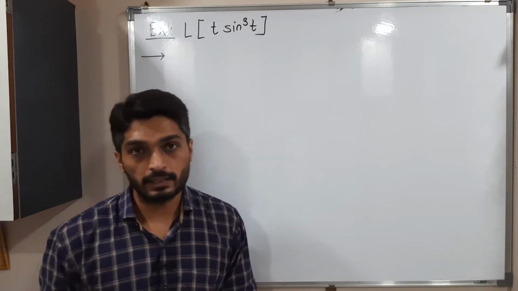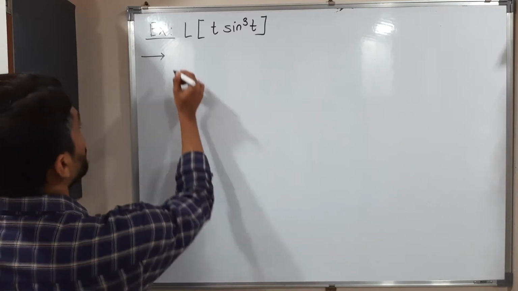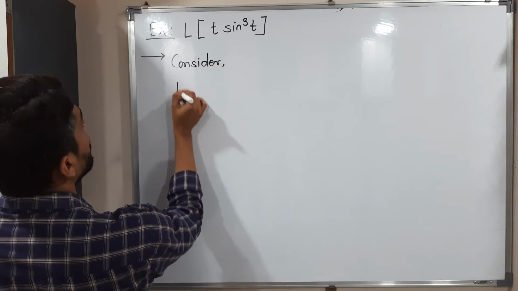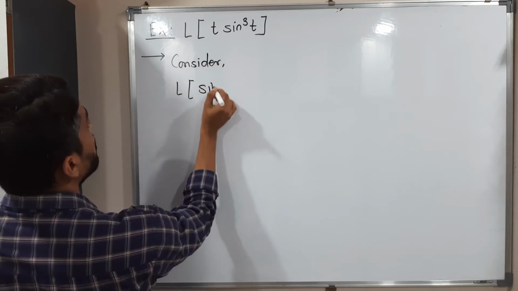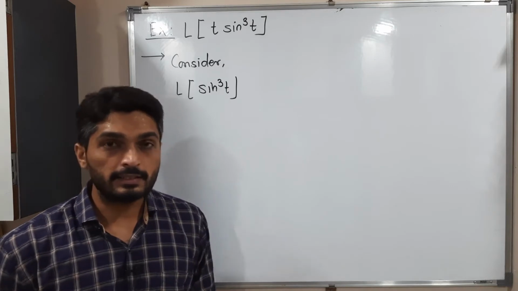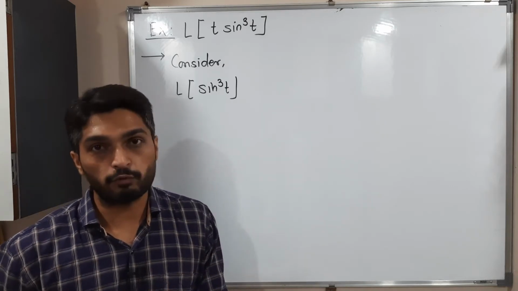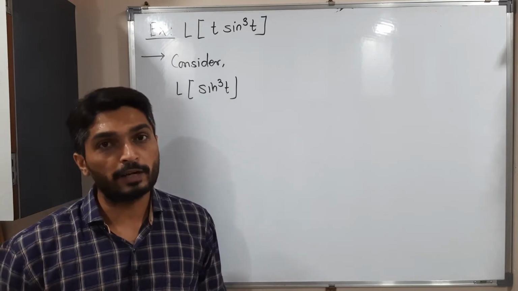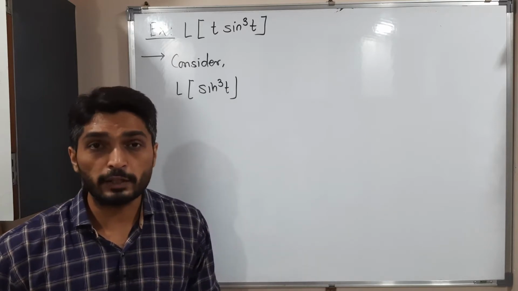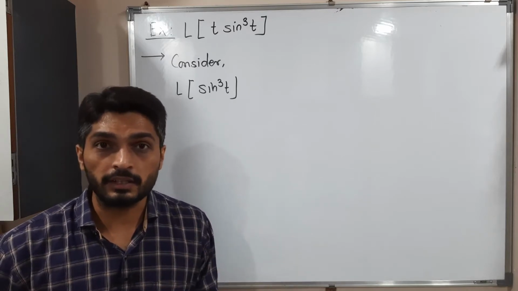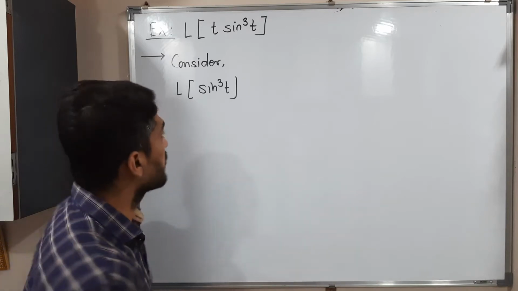Let us find Laplace of sine cube t. Consider Laplace of sine cube t. We cannot find its Laplace directly since cube is there. There is no direct formula. So here we have to use the knowledge of trigonometry to simplify it further. Do you know the formula of sine cube theta? It is 3 sine theta minus sine 3 theta divided by 4. Let us write that formula here.